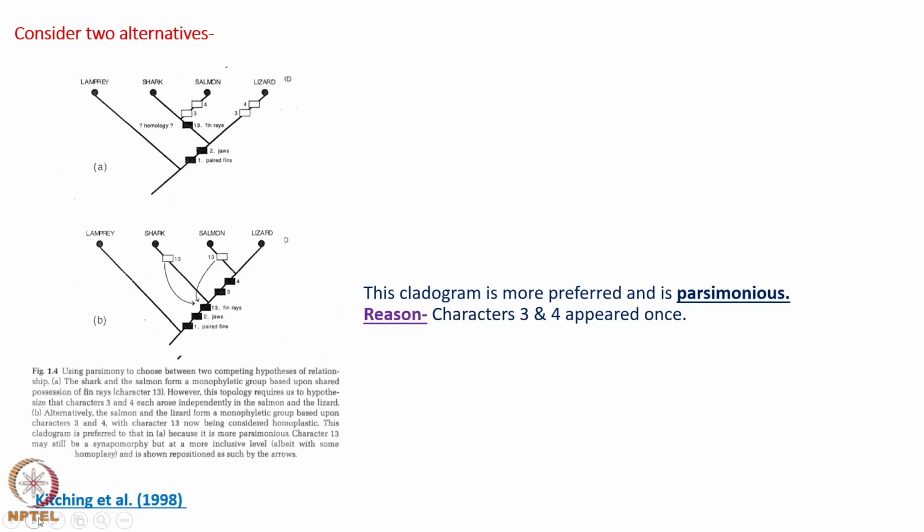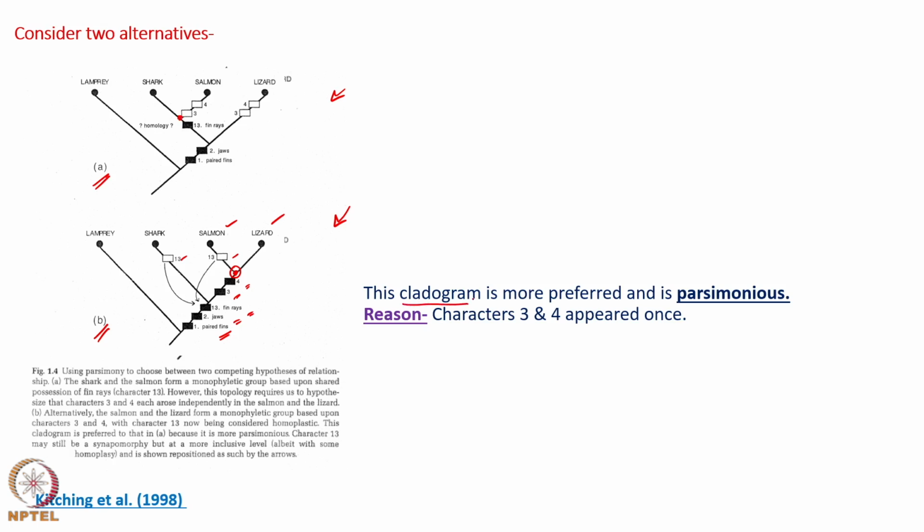We can have two alternatives A and B, where the characters 1, 2, 13, 3, 4, this and that have been considered. As per option B, salmon and lizard had a common ancestor from where they came, whereas as per option A, salmon and lizard do not have an immediate common ancestor. For example, in fact, salmon and shark got an immediate common ancestor.